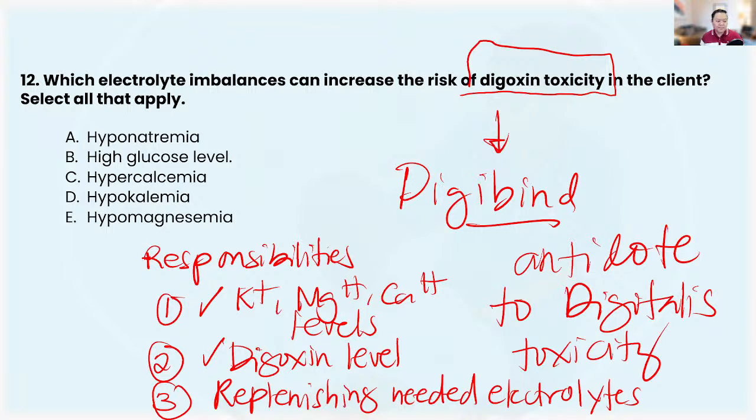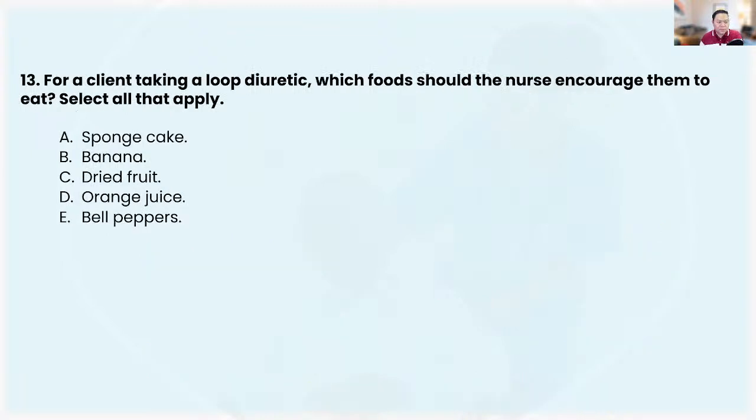Okay, now let's take a look at the next test question, number 13. For a client taking a loop diuretic, which foods should the nurse encourage them to eat? Select all that apply. A, sponge cake, B, banana, C, dried fruit, D, orange juice, E, bell peppers.